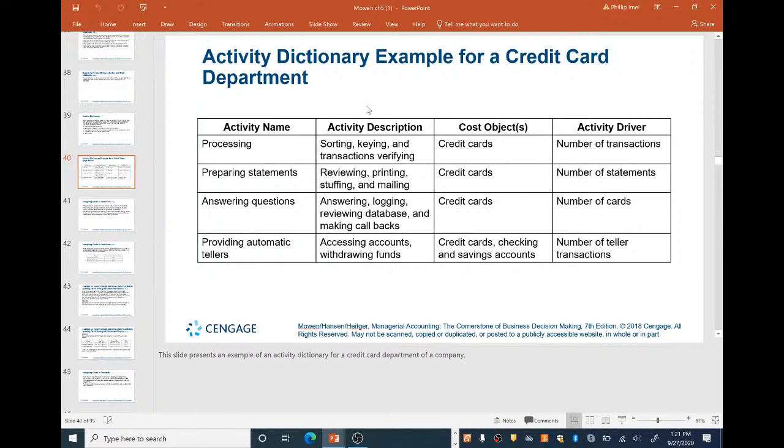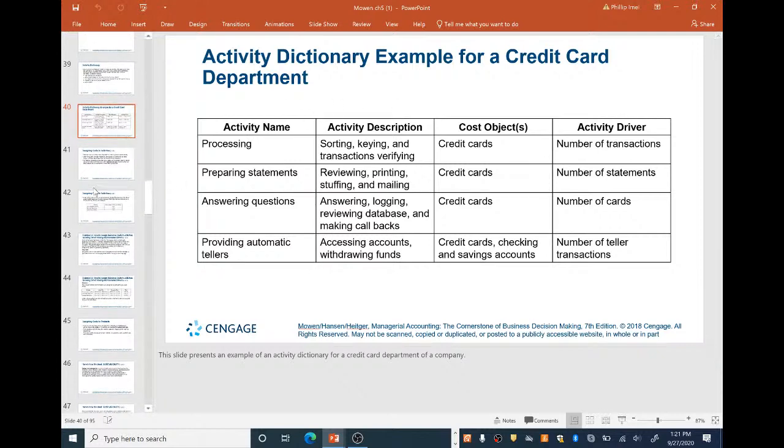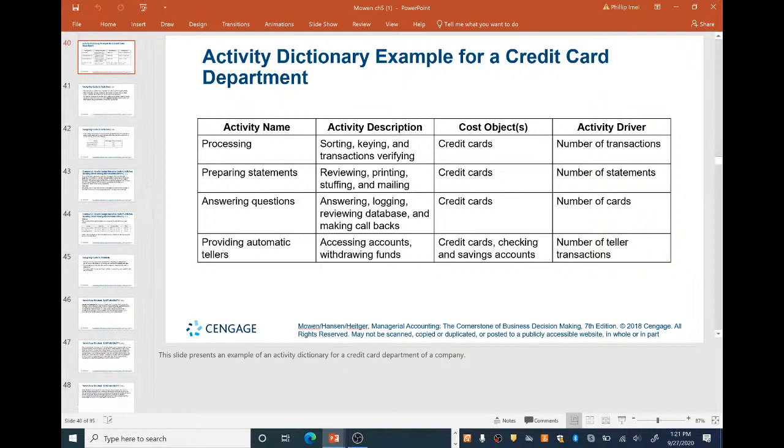This is just an example of an activity dictionary, and they're using this one for a credit card department. So you can see here on the first part that we have the activity name on the left. We have activity description in the middle. We have the cost objects in the second middle column. And then last, on the right-hand side column, we have the activity driver. So first thing here, the first activity would be the processing department. The activity description would be sorting, keying, and transaction verifying. The cost object would be tied to the credit cards.